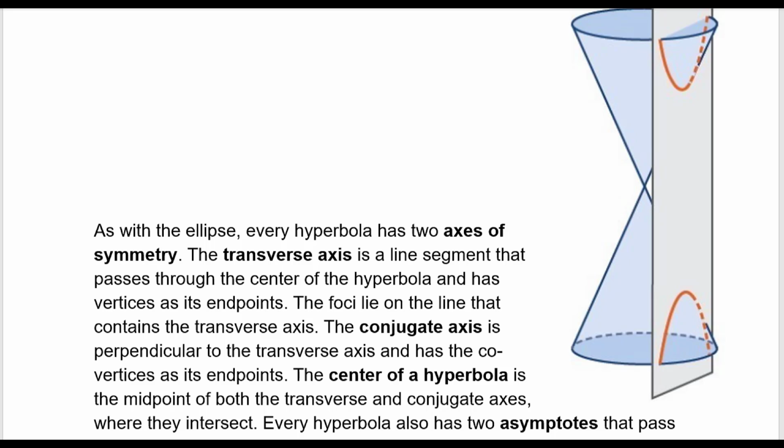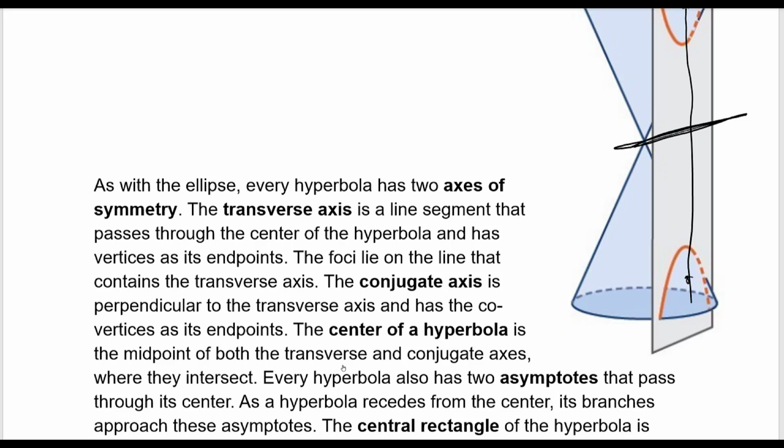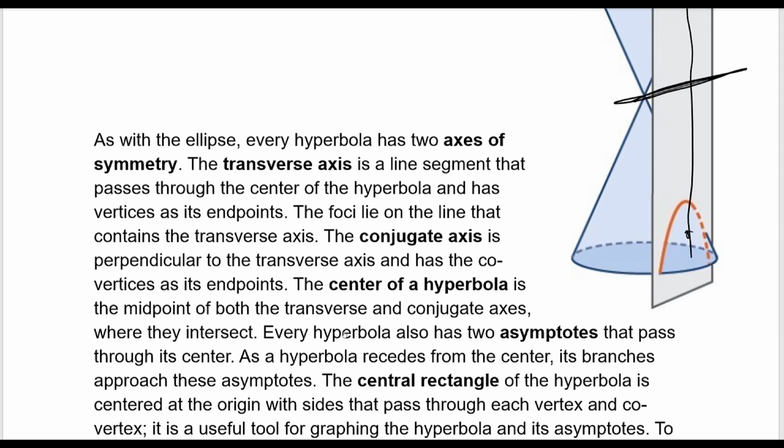Okay, so we have the transverse axis going like here, and you'd have foci that lie on that. And then you have the conjugate axis, which is going to be perpendicular to that. It has co-vertices as its endpoints. The center of the hyperbola is the midpoint of both the transverse and conjugate axes, where they intersect. Every hyperbola also has two asymptotes that pass through its center. As the hyperbola recedes from the center, its branches approach these asymptotes.